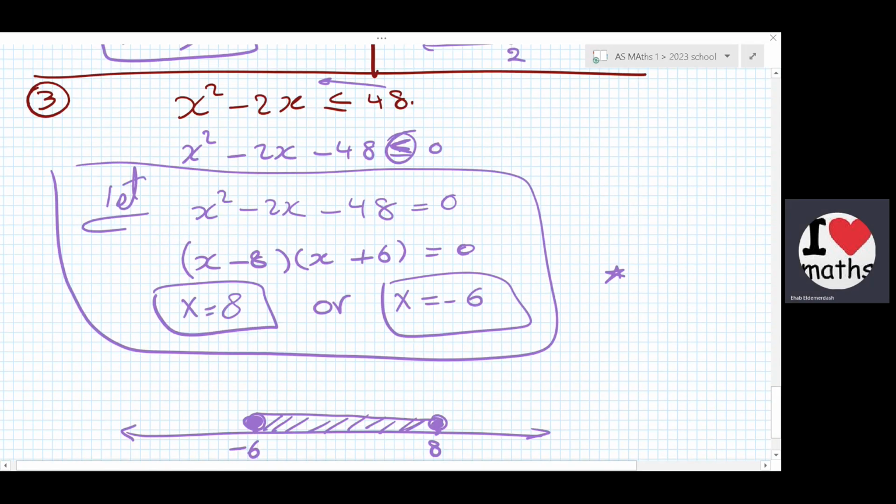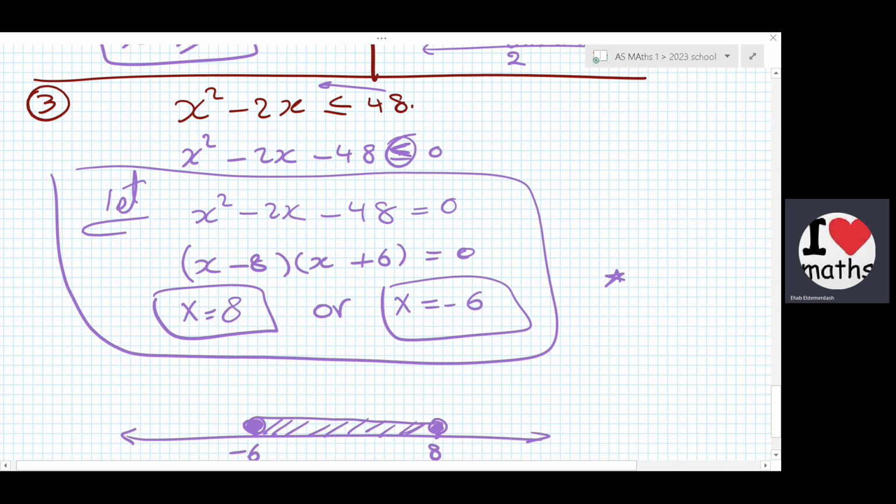Again, what happened? We have x squared minus 2x smaller than or equal to 48. So what we did, we just sent the 48 to the other side. x squared minus 2x minus 48 is smaller than or equal to 0. You have to take the equation and work on it.